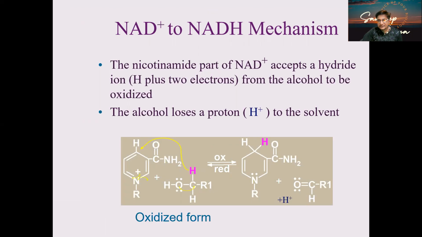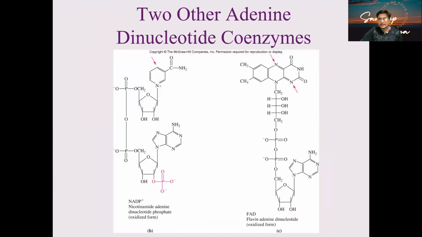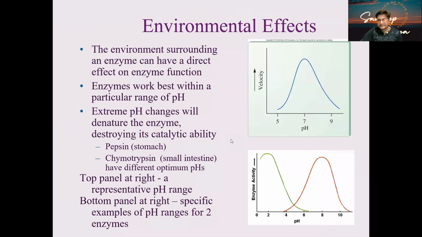This is the oxidized form, and this is the reduced form. Now, another adenine dinucleotide coenzyme, that is NADP. You can see over here, this ribose is going to be phosphorylated over here. And the FAD, that is a flavin adenine dinucleotide, you can see over here. So adenine, and you can see the structure which is of the flavin.